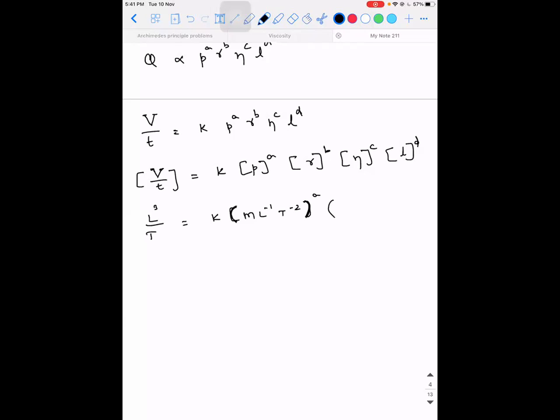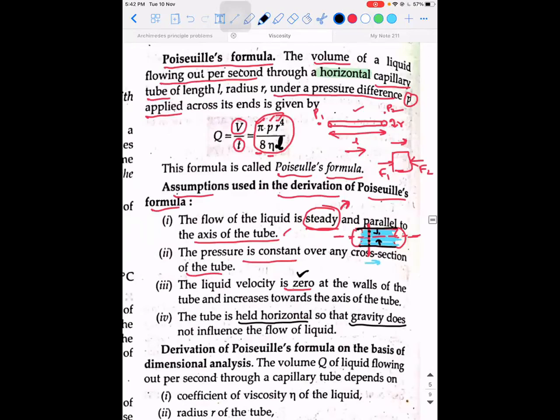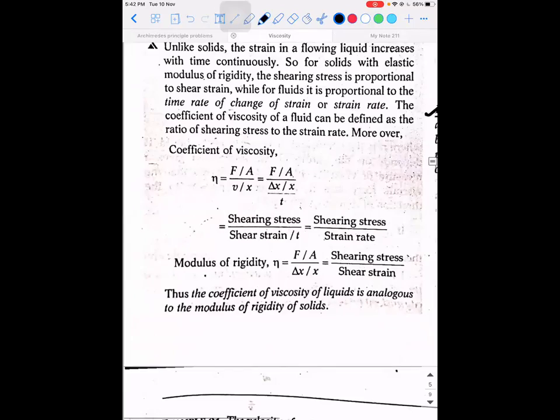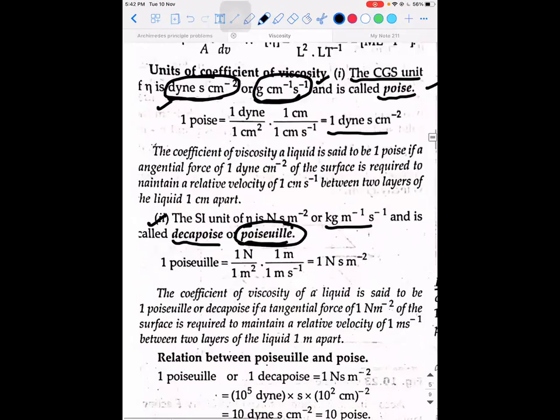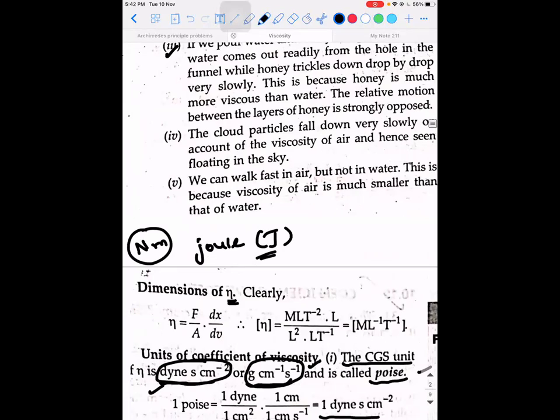Okay. r is how much? L power b. Eta, we have already seen the dimensional formula of eta. What is it? You can look at it and tell me. Is it the same as pressure? It is ML minus 1 T minus 1, no?